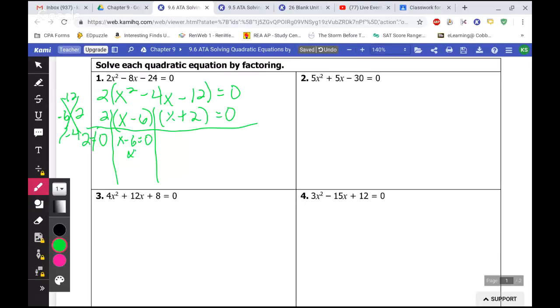Okay? So x equals 6 because we add 6 to both sides. x plus 2 equals 0. That's going to give us a -2 because we would be subtracting 2 from each side. So I have a final solution set of -2, 6.